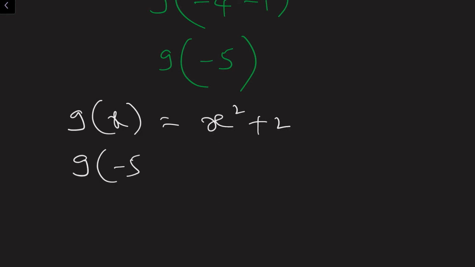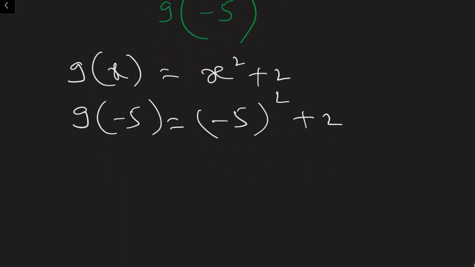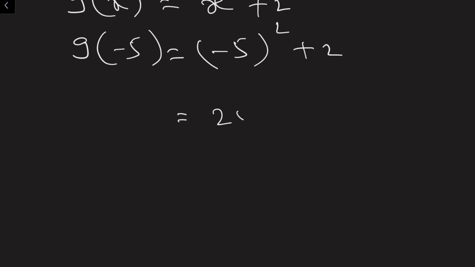Then what is the value of g of minus 5? That will become minus 5 whole square plus 2. Minus 5 whole square is nothing but 25. 25 plus 2 is nothing but 27. So the value of g of f of 0 is nothing but 27. Next, let us check the solved problem 2.